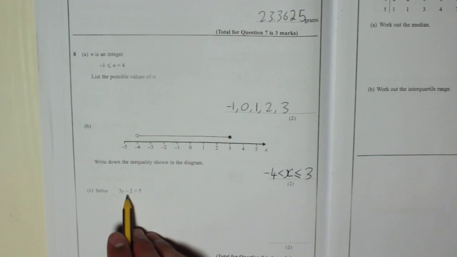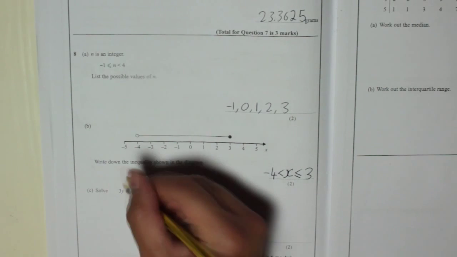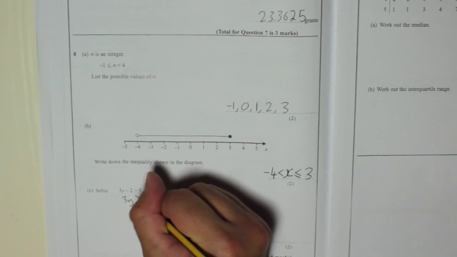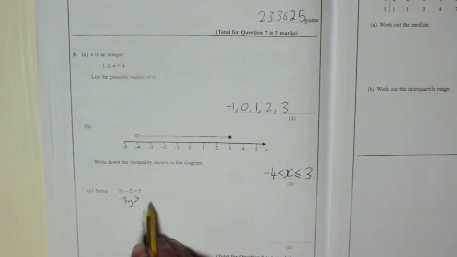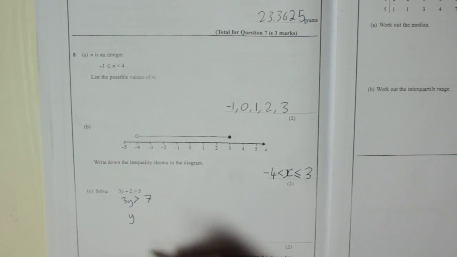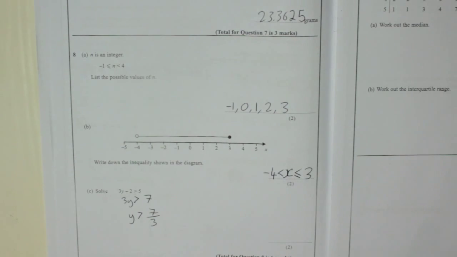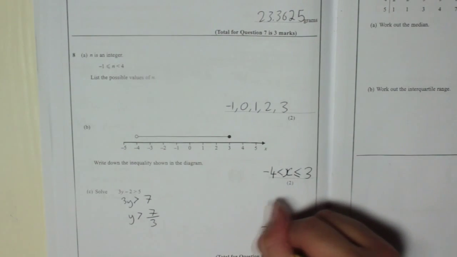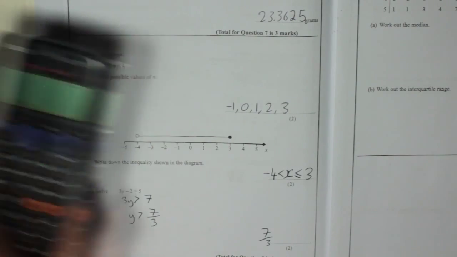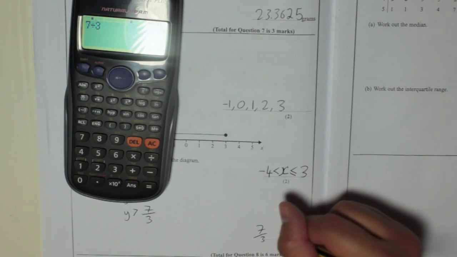So, 3y minus 2 is greater than 5. So I'm going to get rid of the minus 2 by adding 2. So 3y minus 2 is now gone. But I've got to add 2 to the other side. That gives me 7. So 3y is greater than 7, which means 1y, and I get that by dividing by 3, must be greater than 7 over 3. So 7 over 3. But if you wanted to work that as a decimal, you just do 7 divided by 3, which is 2.3 recurring.